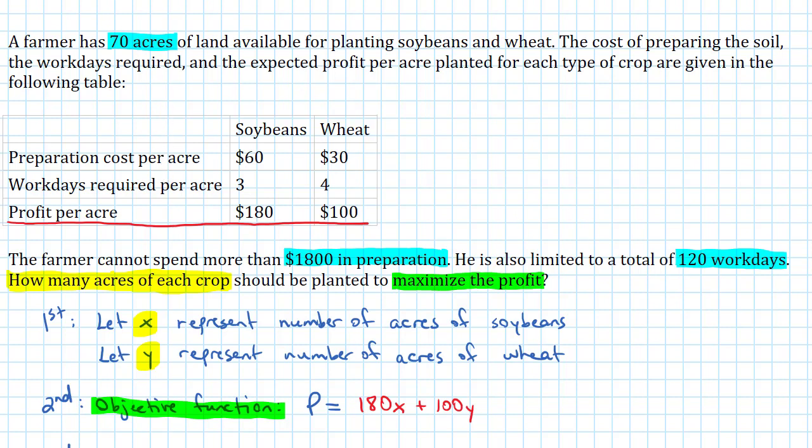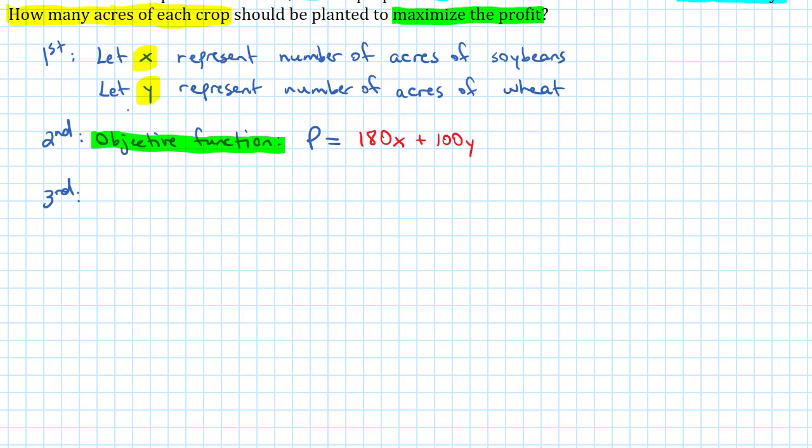Okay, so the first thing we have is a limitation on the amount of land. The total land, the total number of acres, has to be less than or equal to 70. Well, how much land is there if we have X acres of soybeans and Y acres of wheat? We always go back to these X and Y variables. So we know that X plus Y, the acres of soybeans plus the acres of wheat, have to be less than or equal to 70. So that's one of our constraints.